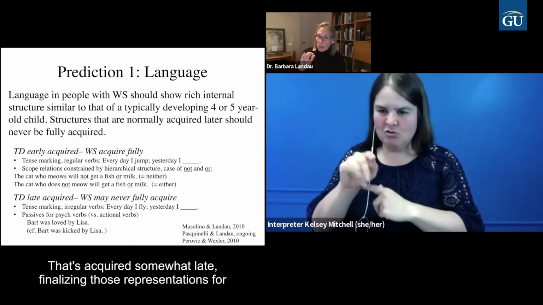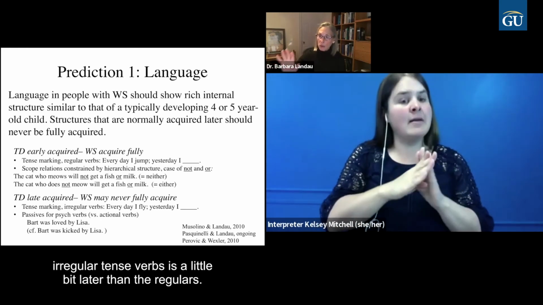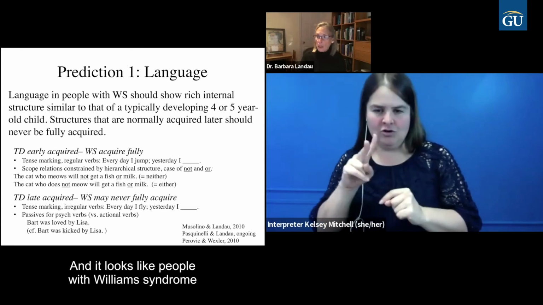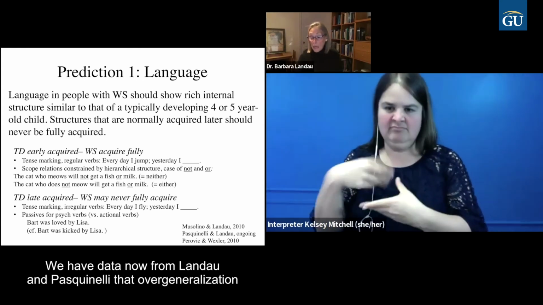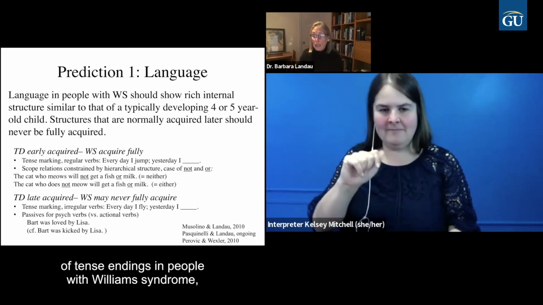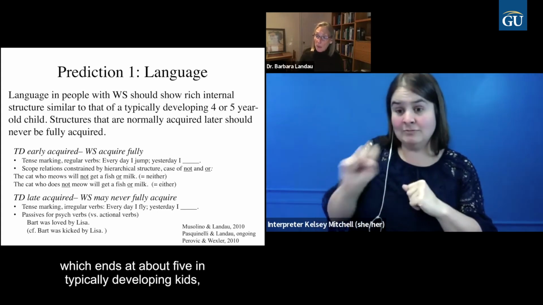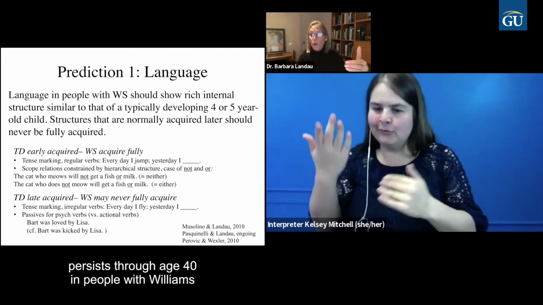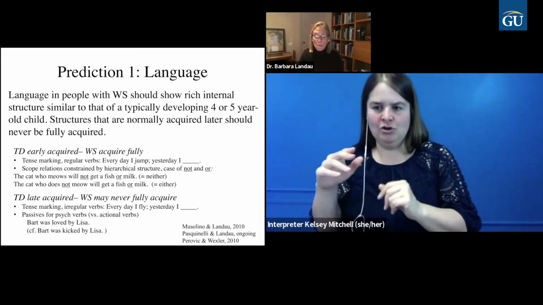That's acquired somewhat late. Finalizing those representations for irregular tense verbs is a little bit later than the regulars. And it looks like people with Williams syndrome may really struggle with those. We have data now from Rennie Pasquinelli that overgeneralization of tense endings, which ends at about 5 in typically developing kids, persists through age 40 in people with Williams syndrome who overgeneralize.